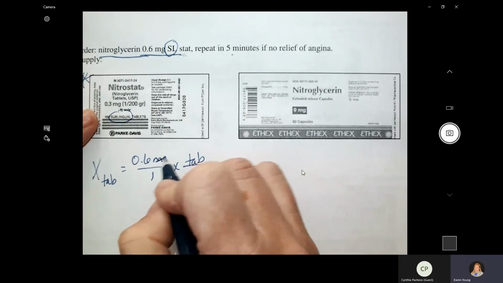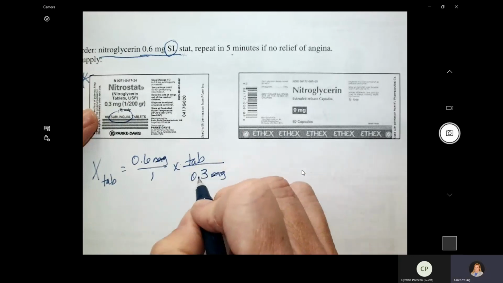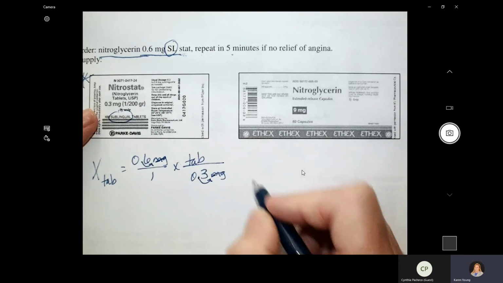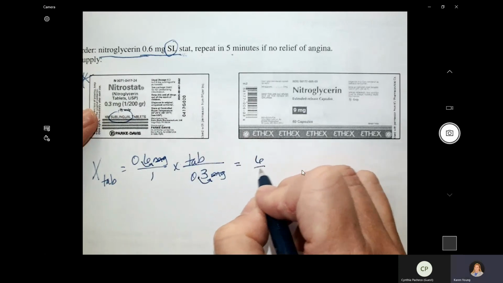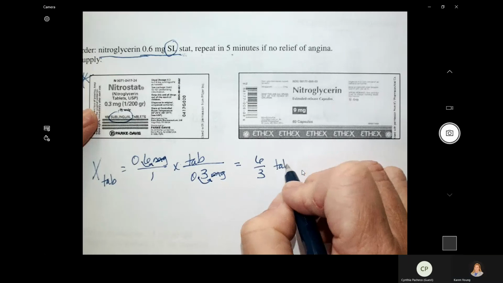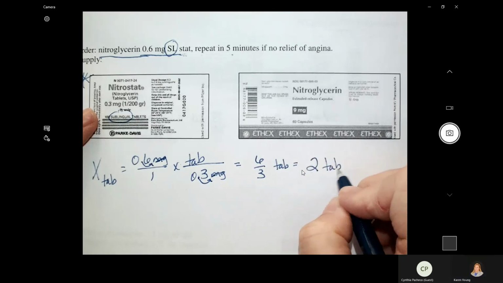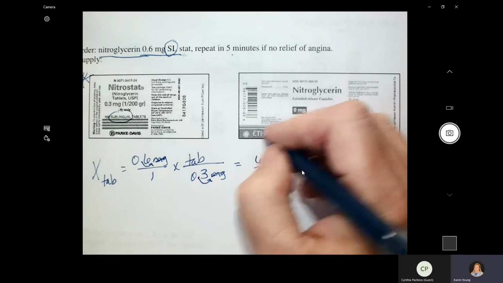So my milligrams cancel. I move my decimal one place to the right on the bottom, and I move my decimal one place to the right on top. So I have 6 divided by 3 tablets. 6 divided by 3 is 2, so you're going to give 2 tablets. We're not using this one.